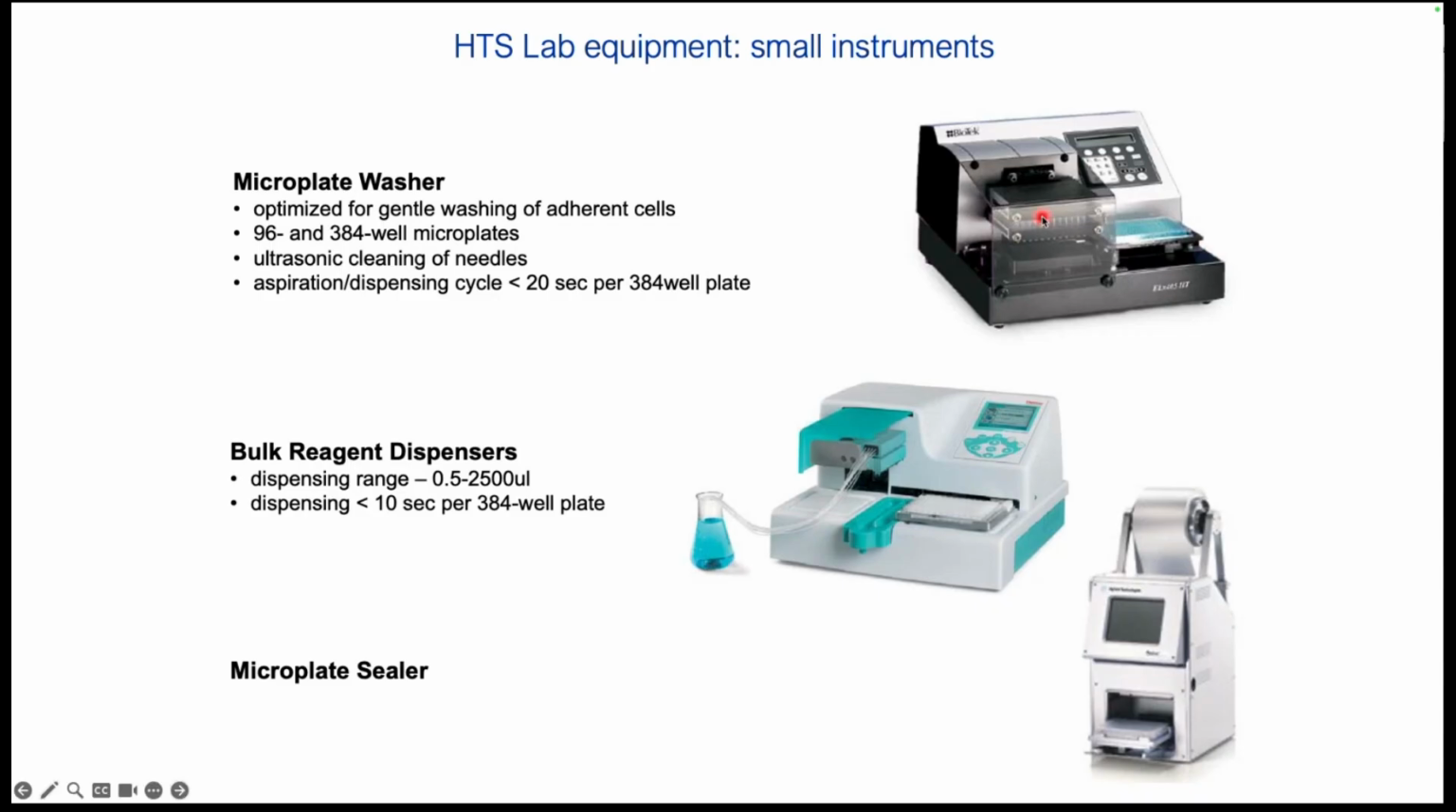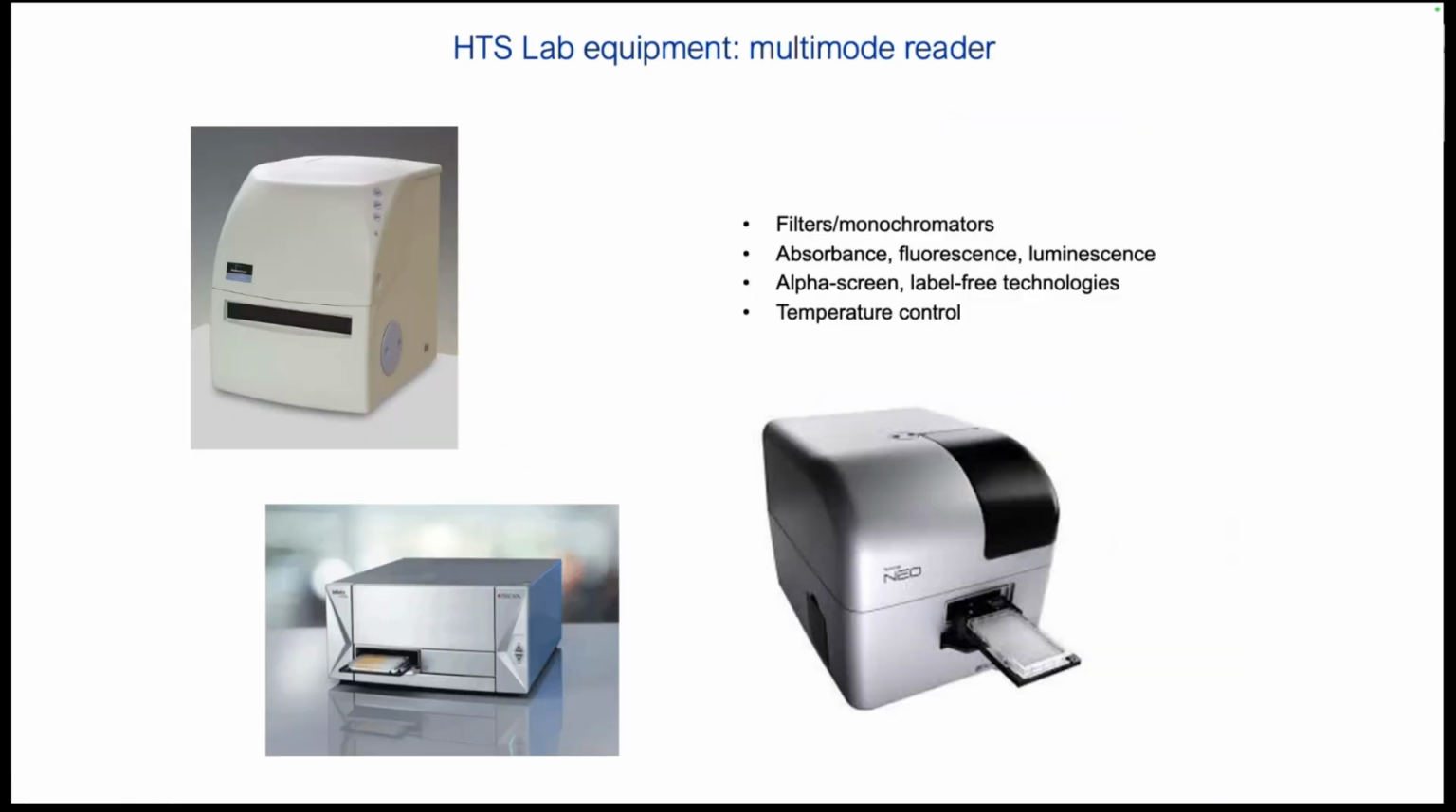We also have other types of machines, like the washer. For example, the reagent dispenser for plating cells into the plates, or the sealers to seal the plates. And I skipped this one, the plate readers, which are the alternative readout. So when we don't use microscopy, we can also use readers for more conventional technologies, absorbance, fluorescence, luminescence, but also for more advanced ones, like AlphaScreen, time-resolved fluorescence, or polarization.